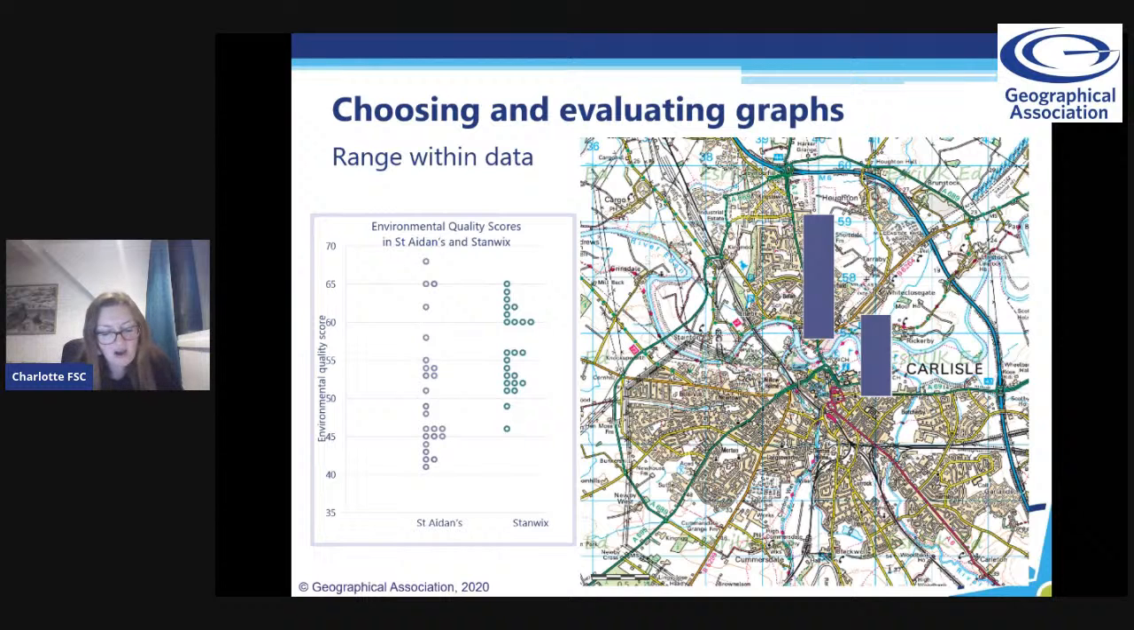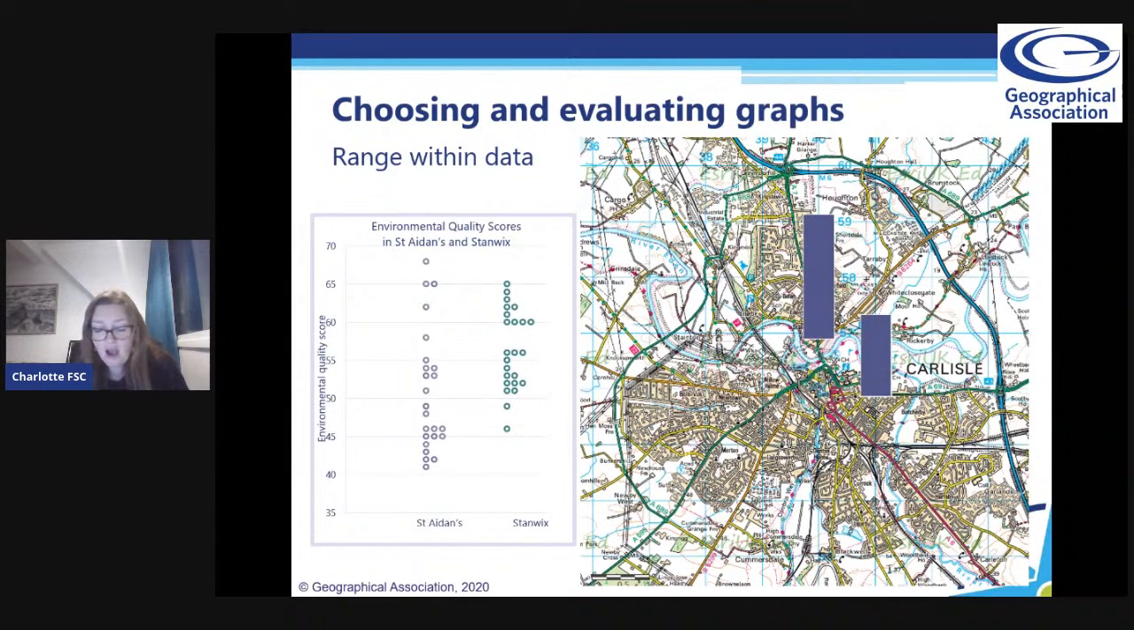However, it is harder to compare the overall environmental quality between them. There's nothing saying, okay, what's the average, what's the mean, what's going on. And there's no spatial context, so we're not linking it back to that wider geography, maybe helping us to explain why the environmental quality might be different between the two places.